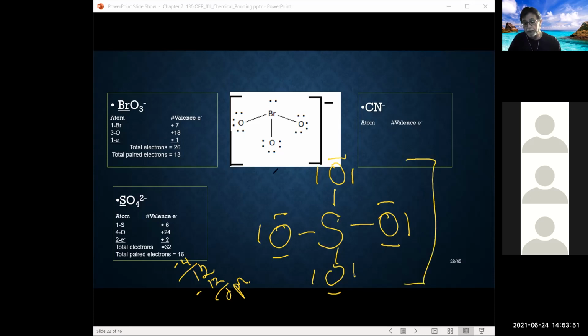I can put my bracket now and a 2-. And I can do a general formula of AB4, which we look up the shape. Guess what? Tetrahedral. All right, tetrahedral salt.